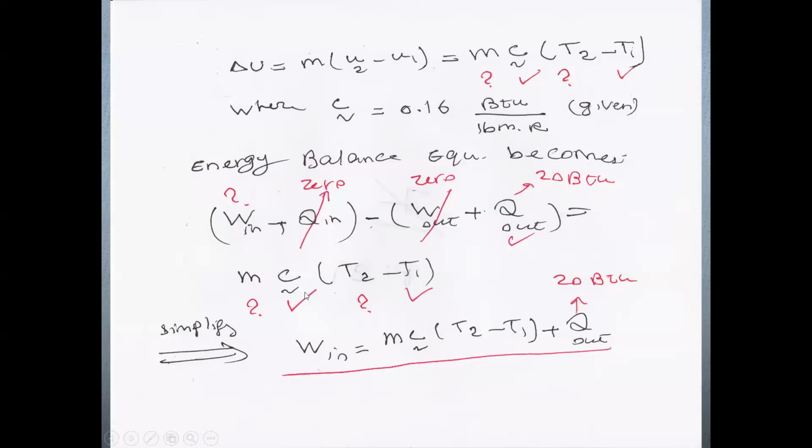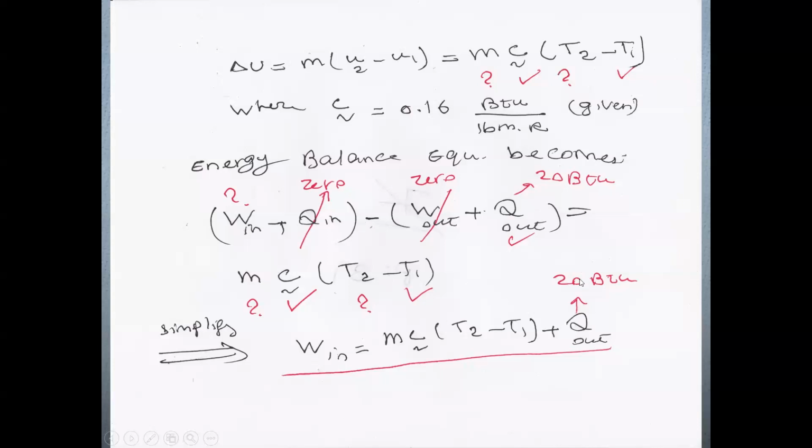On the right side is delta U, which we know is m Cv delta T, which is T2 minus T1. We have T1, we don't have T2. We're looking for W in. So let's simplify this. It's 0, 0, take this to the other side with plus sign. Here we are.